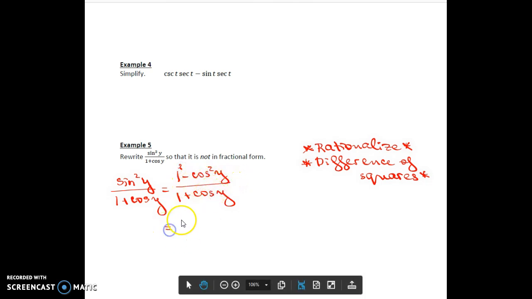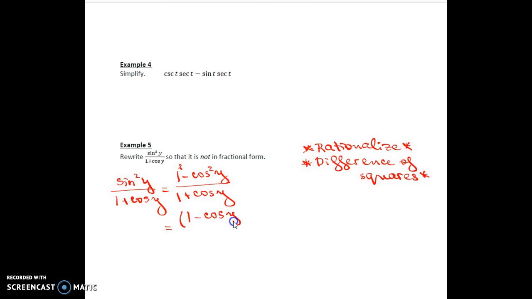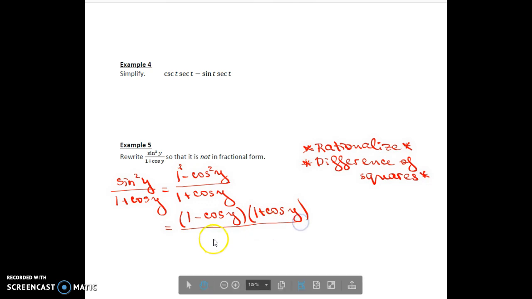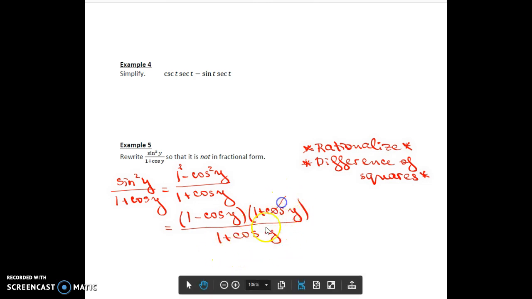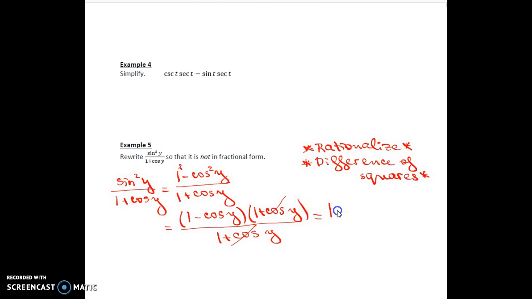That means that the numerator is really equal to 1 minus cosine of y times 1 plus the cosine of y over still the same denominator of 1 plus cosine of y. It looks like I have 1 plus cosine of y, some number, divided by the same number. That means that I can cancel those out, and the answer is 1 minus cosine of y.